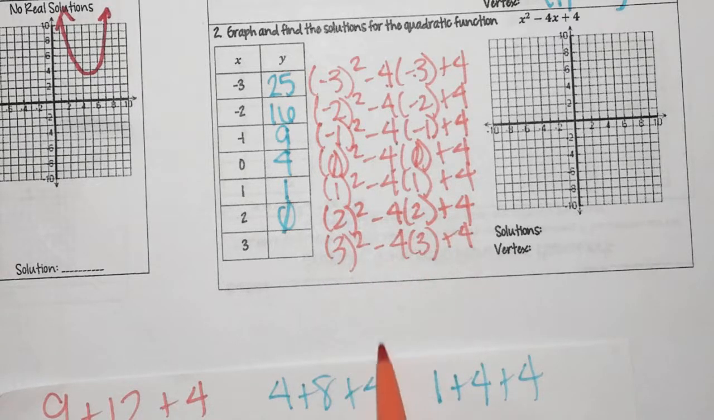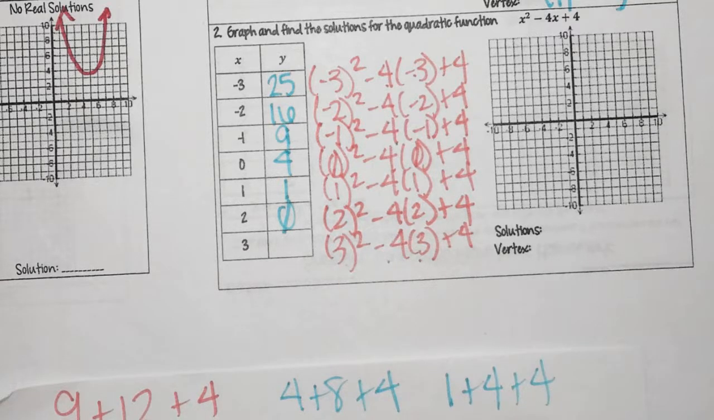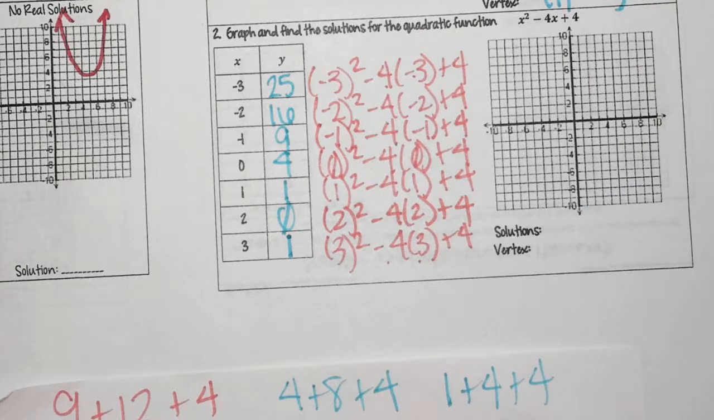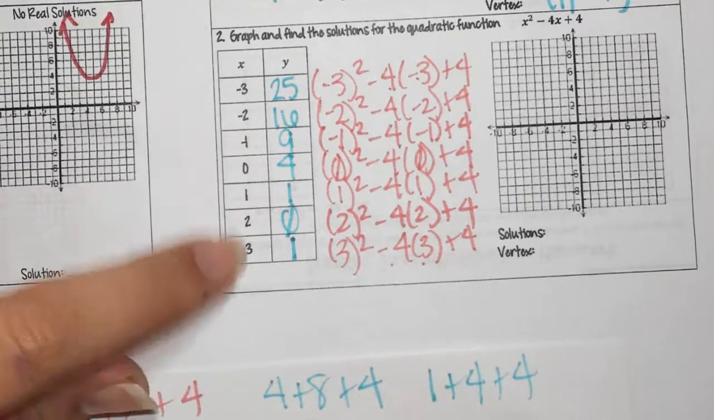What's 4 times 3? 12. What's 9 minus 12? Negative 3. What's negative 3 plus 4? 1. So it's starting to go back up. Yep. So if we plugged in 4, based on this pattern, let's fill in the next one.